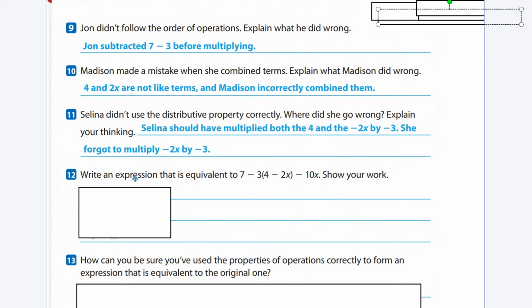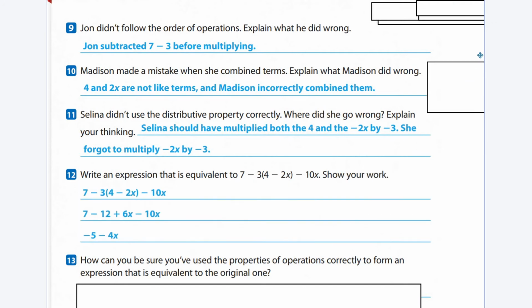Number 12, write an expression that is equivalent to this one. So again, I'm hoping that this is what you got. Negative 5 minus 4x. This is the final answer. And for those who didn't do it or get that, let's break this down. First thing I need to do is distribute.